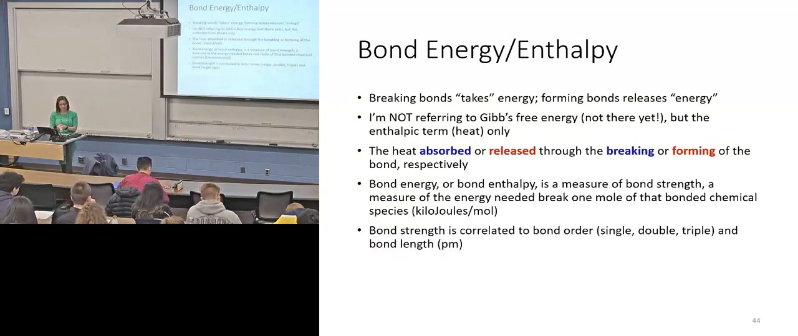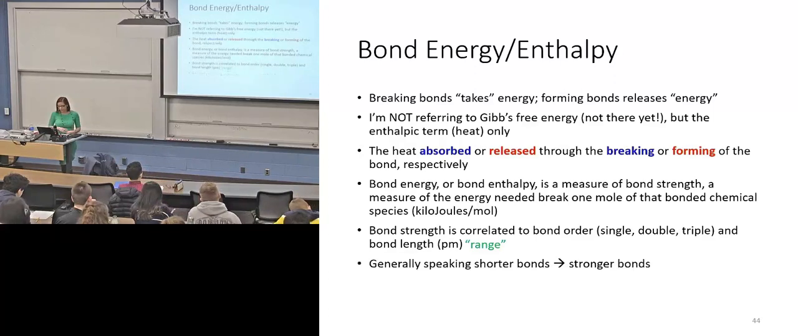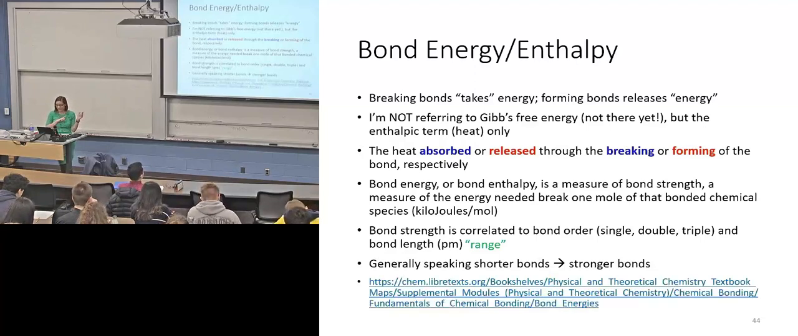Bond strength is correlated to both bond order, single, double, triple, and bond length. And again, like I said, think about a relative range for these lengths. Think about relatively how length and strength are tied to each other, but they're not perfectly 1-to-1. But generally, shorter bonds, here's a better way to say it. Stronger bonds act over a shorter range, generally speaking. There we go. I should just read my own slide. Generally speaking, shorter bonds are stronger bonds. And here's a nice link I like for more so.